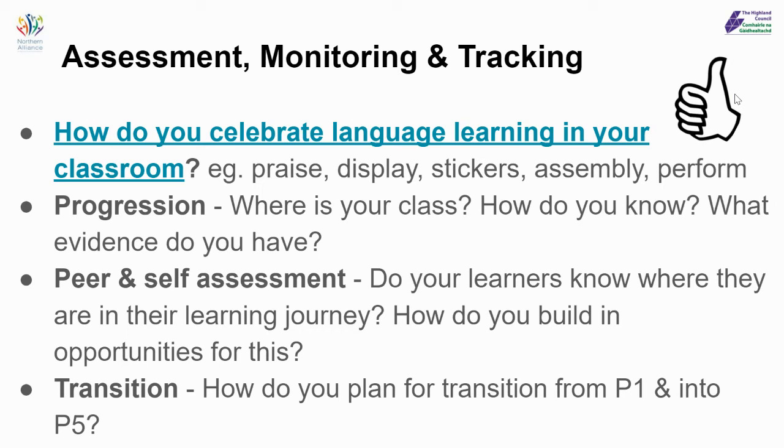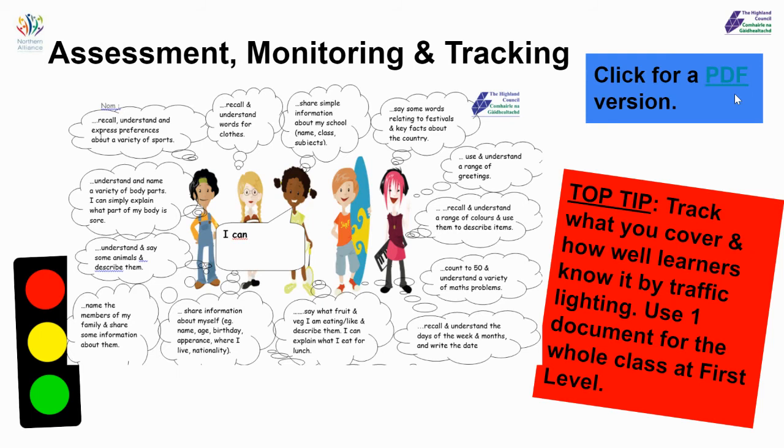Have they achieved first level? What elements do they need further progress in, for instance? And do the learners know where they're at? And then how do you build in transition? How do you share information with the next teacher, for instance? So here's an example of a monitoring and tracking document where the teacher can show what they've covered by traffic lighting it and pass it to the next teacher.